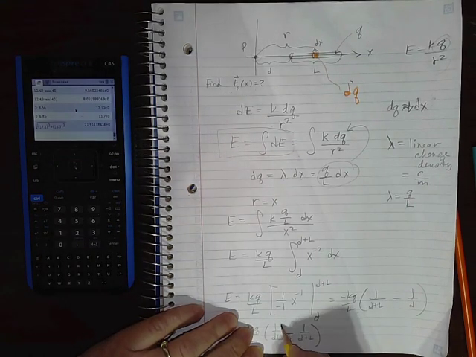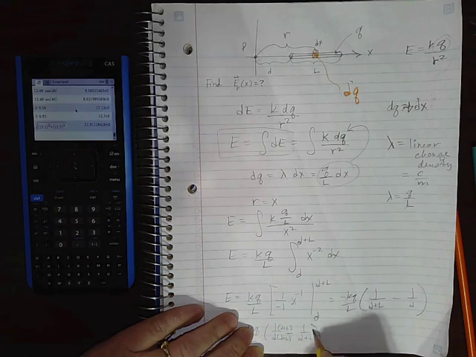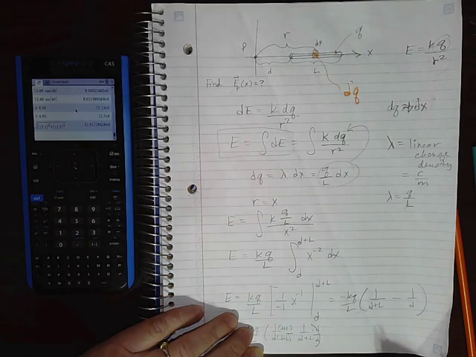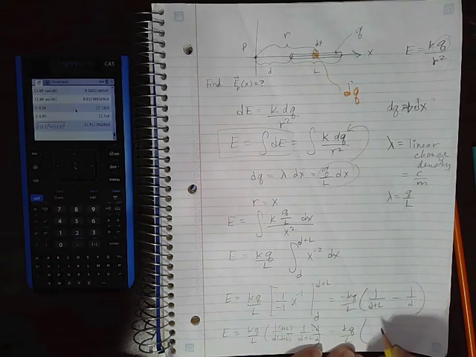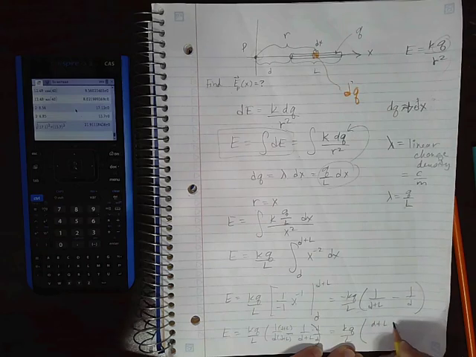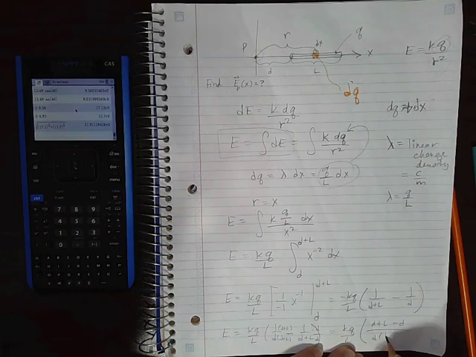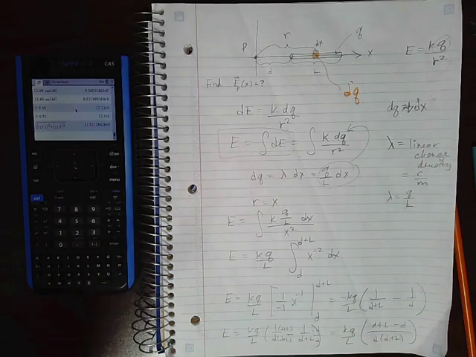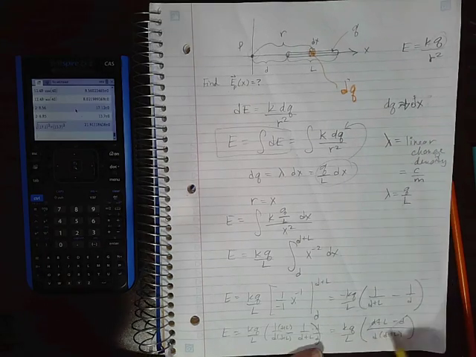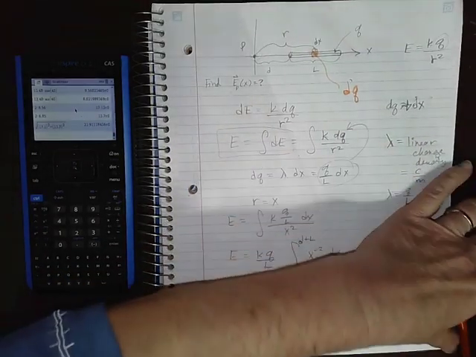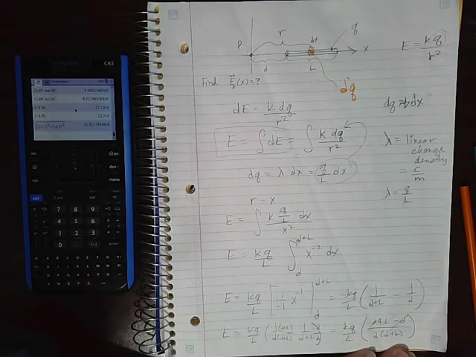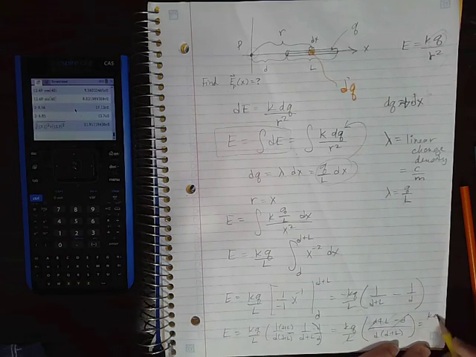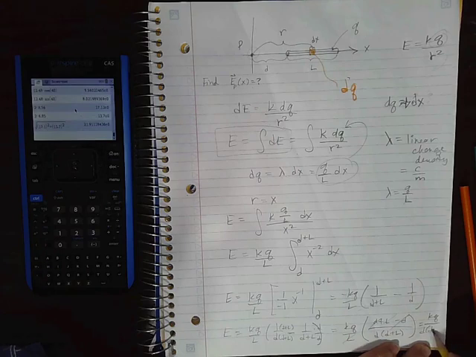Let's get a common denominator here, d plus L and d. We have kq over L times d plus L minus d, over d times d plus L. Well, the d's cancel, and then the L cancels. And so we get kq over d times d plus L.